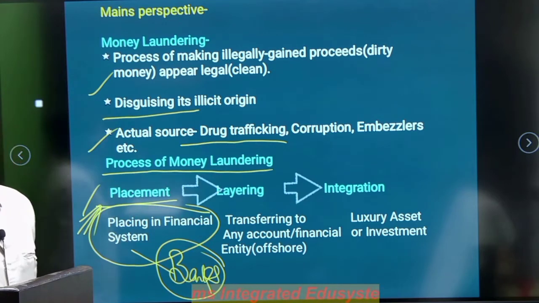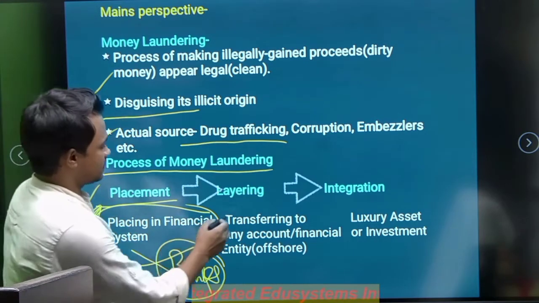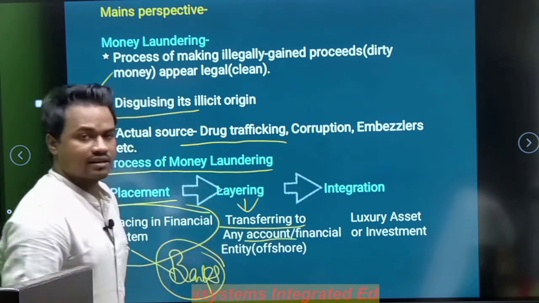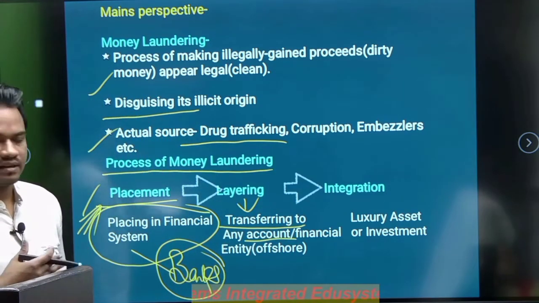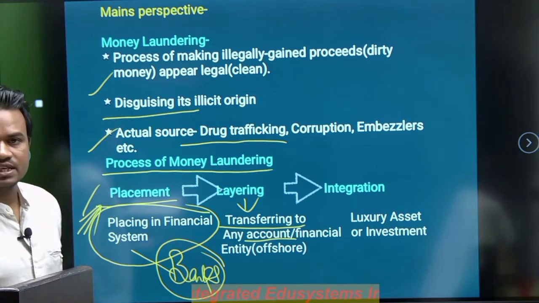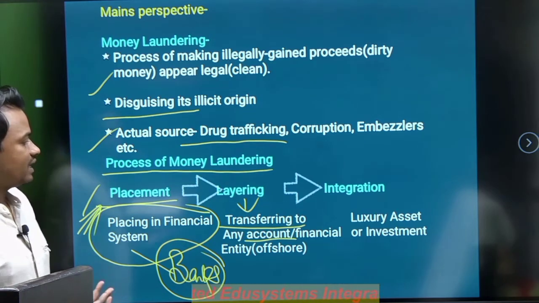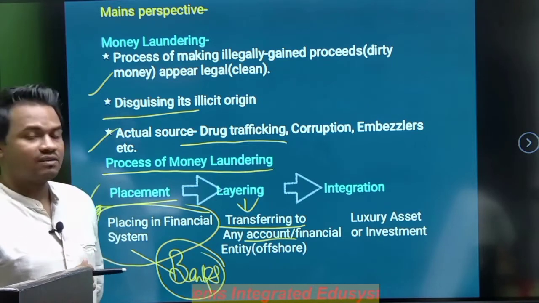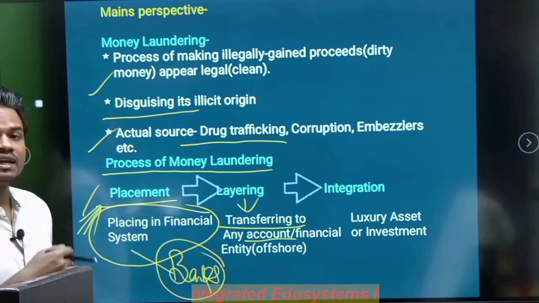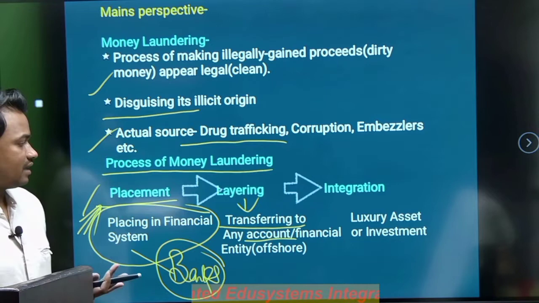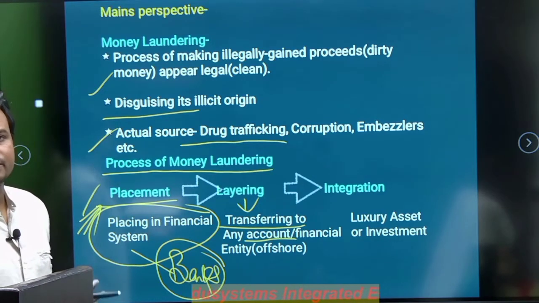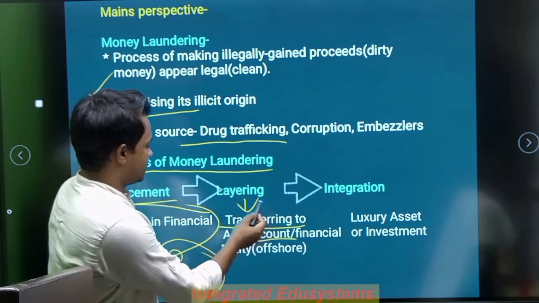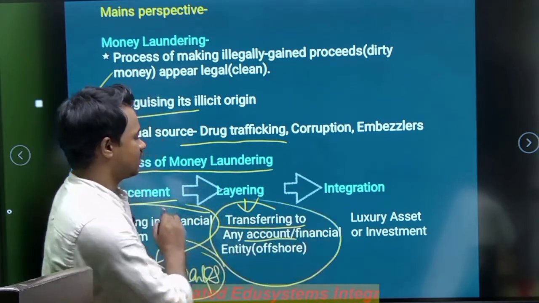The next process is layering. In that process, the illegal money is placed into financial institutions like banks, cooperative banks or scheduled commercial banks, and thereafter that money is transferred to other account holders or any financial entity, maybe offshore in other countries as well. That process is known as the layering of that money.